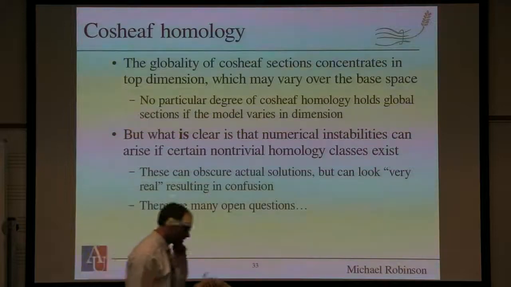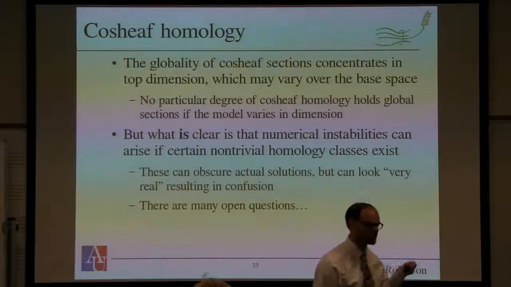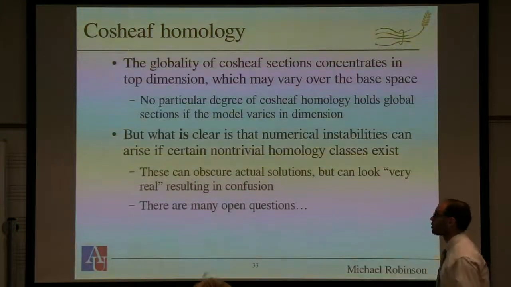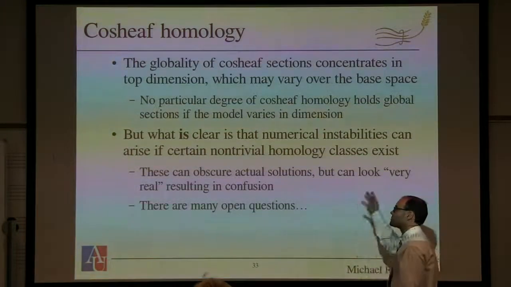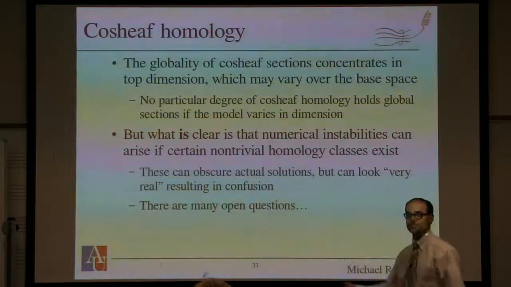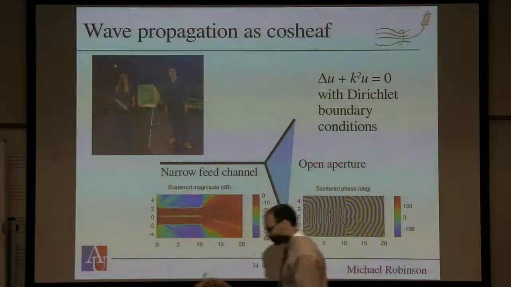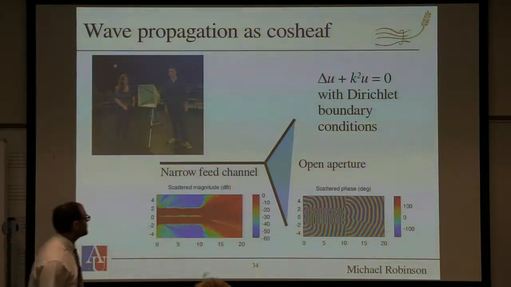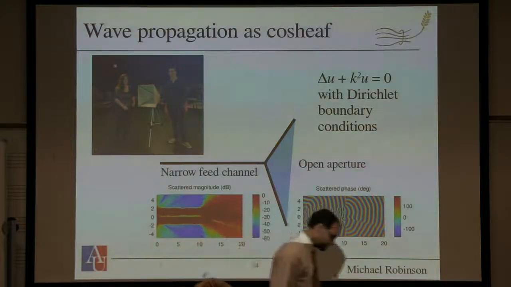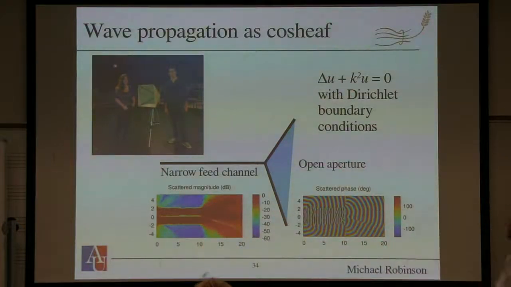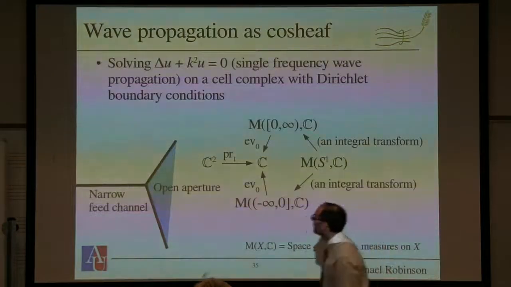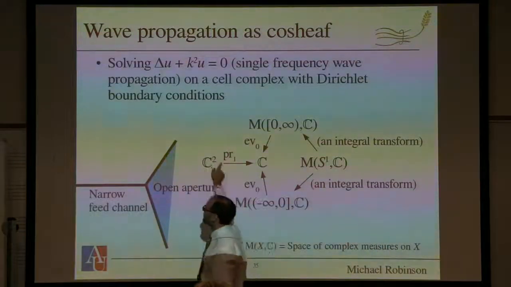However, what's interesting is that numerical instabilities in models that are represented by co-sheaves, like various kinds of finite element models, can show up if you have certain non-trivial homology classes. Dimension goes down. To give you an example of what this might look like, here's an antenna with two of my students testing it out, and here's a numerical simulation of it that I ran. You can model this thing as having a narrow feed channel that opens up into an open aperture. And here's the signal traveling down the narrow feed channel.